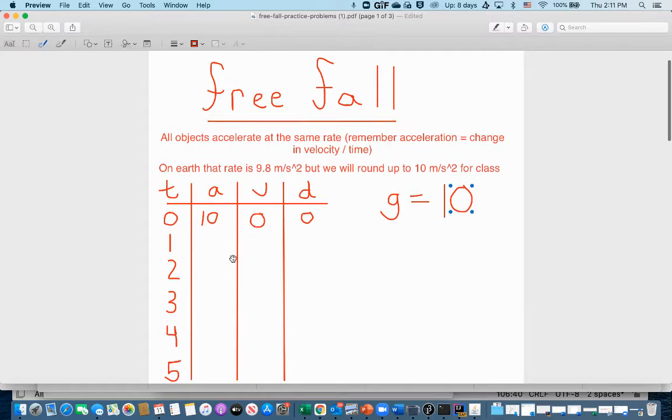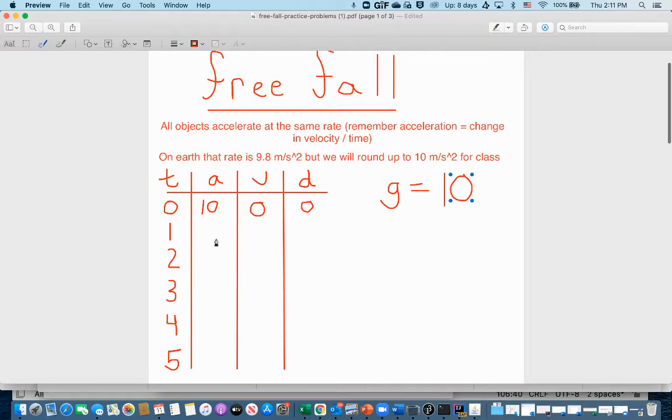I set this up kind of just to help us understand what's going on here. No matter where I am in this fall, my acceleration will always be equal to this 10 meters per second squared. So it doesn't matter if I'm at 0 seconds, this is 10, right? If I'm at my second here, this is also going to be 10, right? No matter what time interval I'm at, Earth is still pulling it down with the same force, and so it's still always going to be 10 meters per second squared.